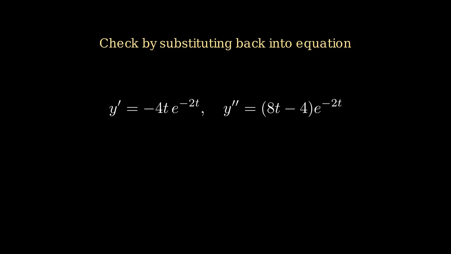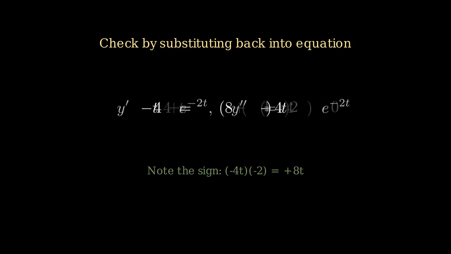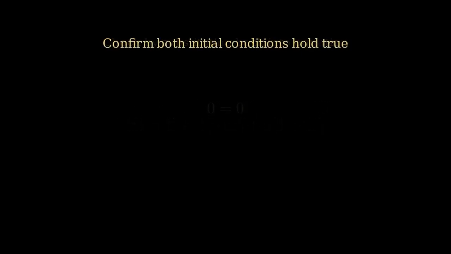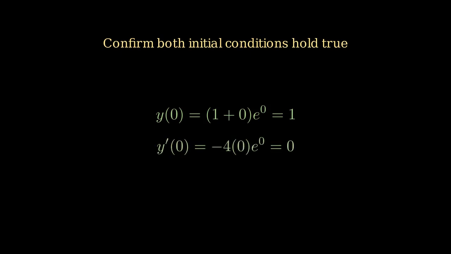Now let us check this answer. We differentiate y twice and substitute both y' and y'' back into the original equation, y'' + 4y' + 4y, and confirm that everything cancels to give 0. Finally, we confirm both initial conditions at t = 0: y = 1 as required, and the derivative of y at 0 equals 0 as required, so our solution is correct.